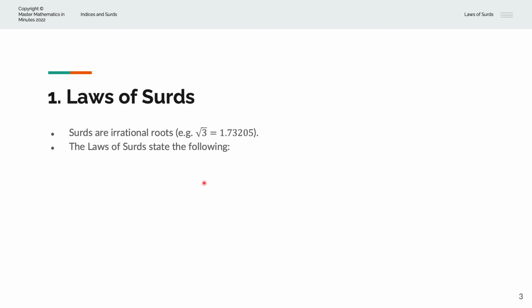So what are the laws of surds? The first law states that the square root of x times the square root of y is equal to the square root of x times y. And that's the first law. The second law states that the square root of x divided by the square root of y is equal to the square root of x divided by y. And that's the second law.